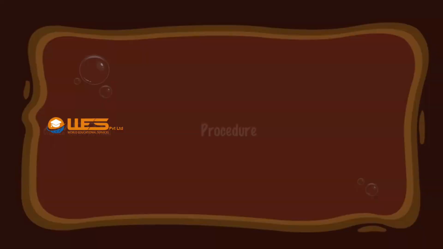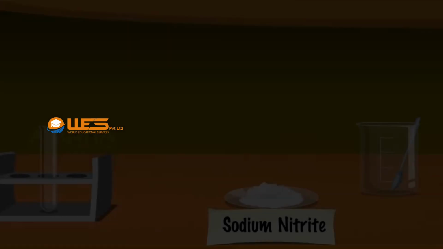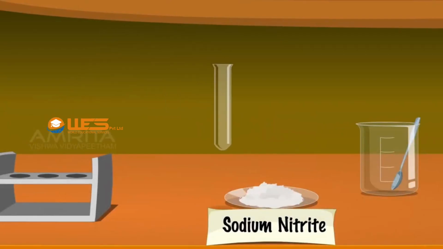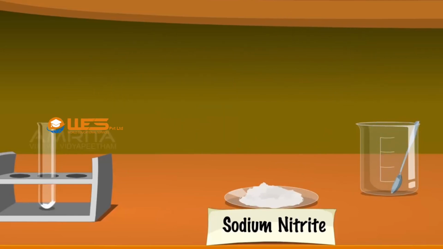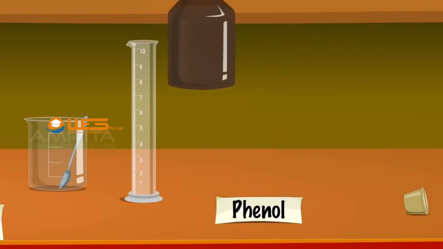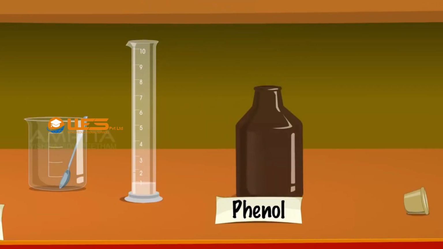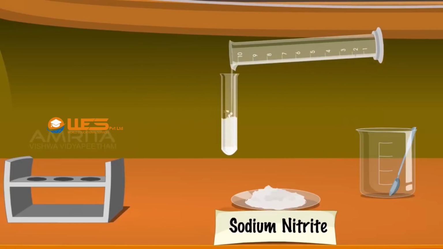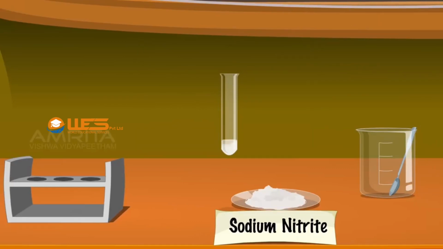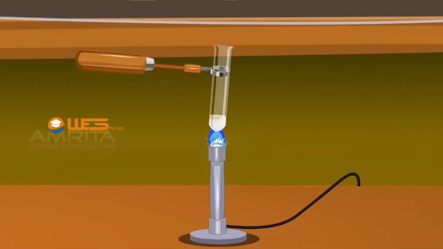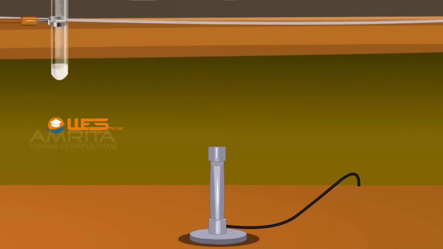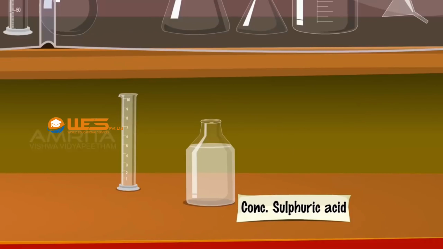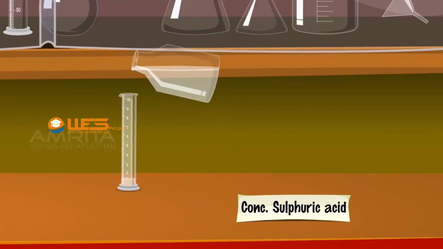Liebermann's test. Procedure. Take a test tube. Add 2 to 3 crystals of sodium nitrite into it. Take a measuring jar. Pour 1 ml of phenol into it. Pour it into the test tube. Heat it gently for half a minute and allow it to cool. Take a measuring jar. Pour 1 ml of concentrated sulfuric acid into it.